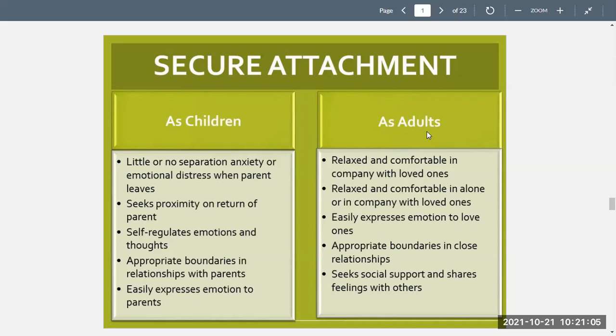So as an adult, how secure attachment shows up, it says: relaxed and comfortable in the company of loved ones, relaxed and comfortable alone or in company with loved ones, easily expresses emotion to loved ones, appropriate boundaries in close relationships, and seeks social support and shares feelings with others. Okay.